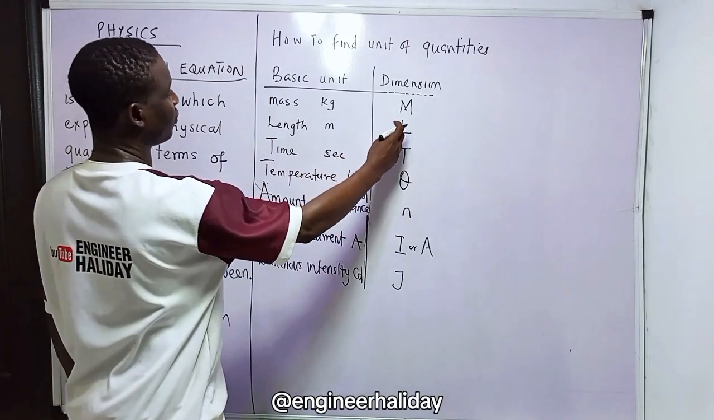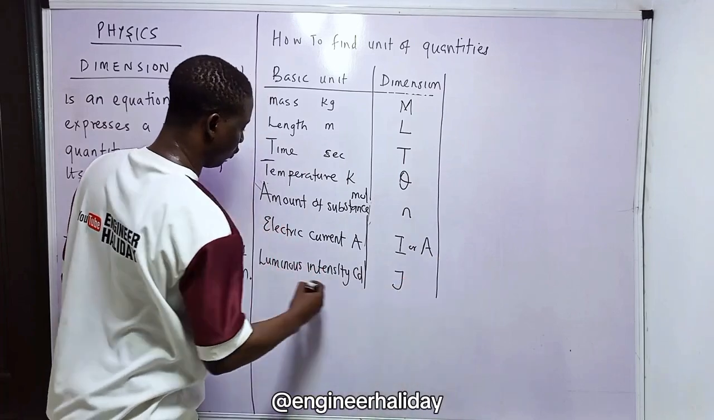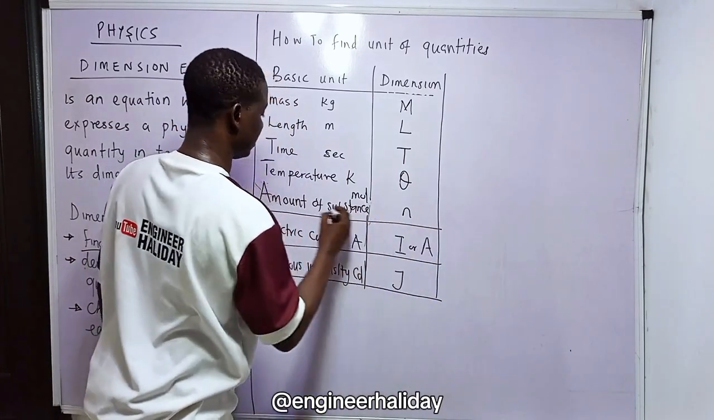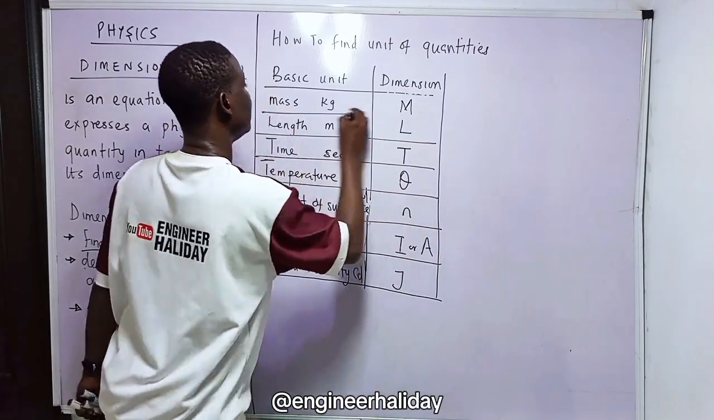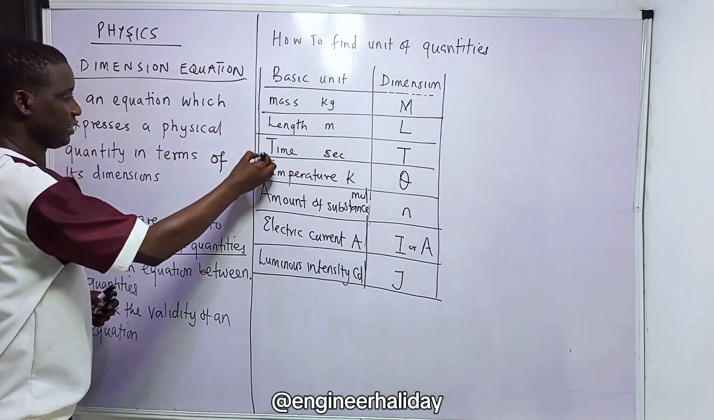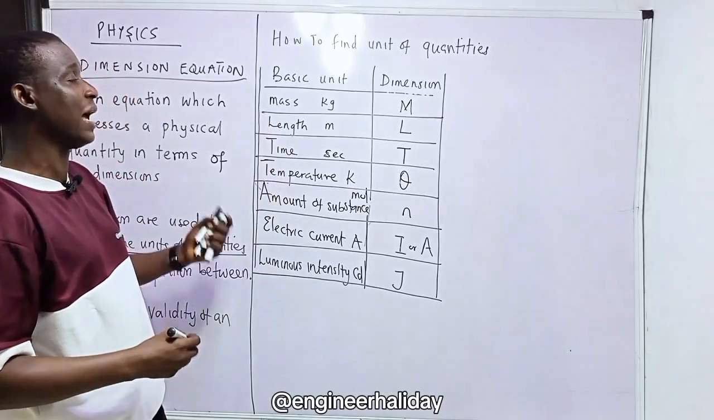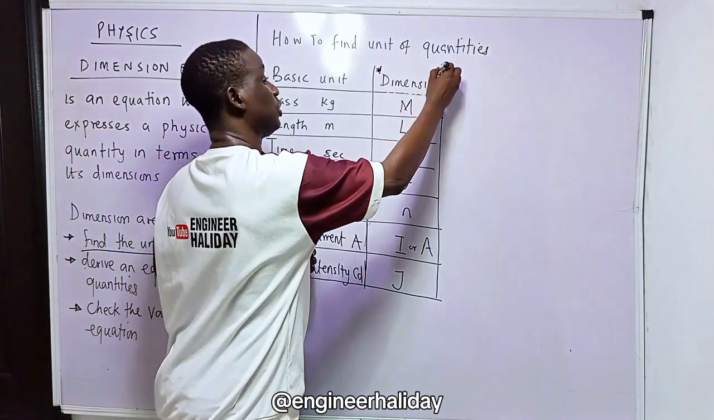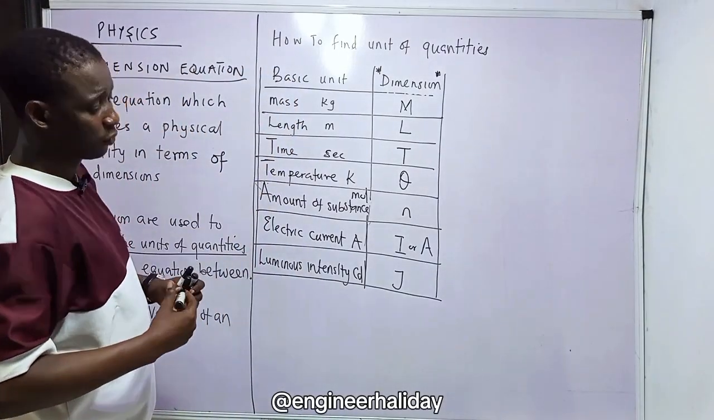How many of them are there? 1, 2, 3, 4, 5, 6, 7, complete now. So these are the dimension, the unit, and their quantity. Having understood the units, the dimension and the quantity itself, we are focusing more on the dimension. This is the fundamental quantities.